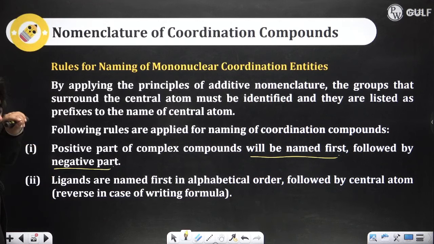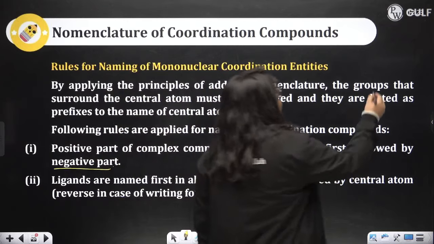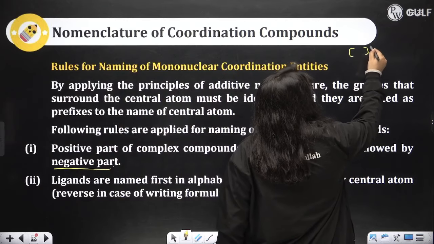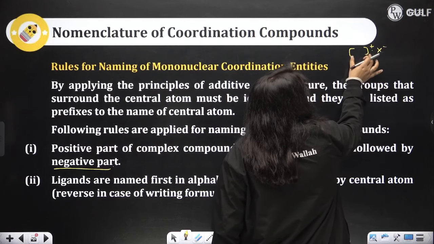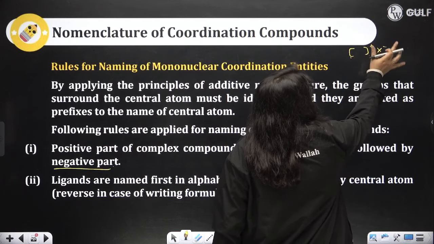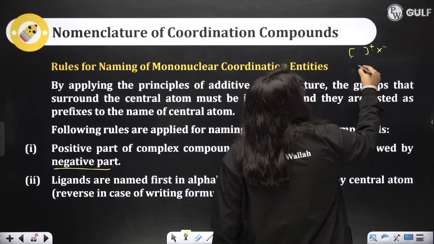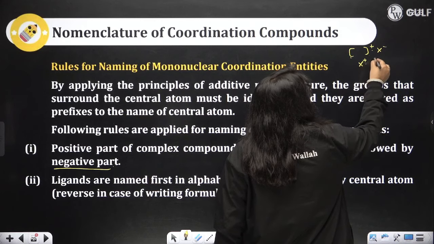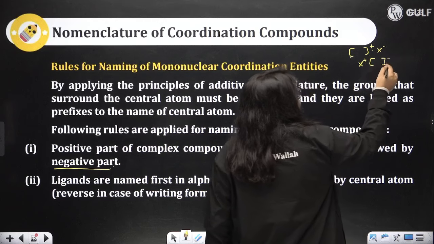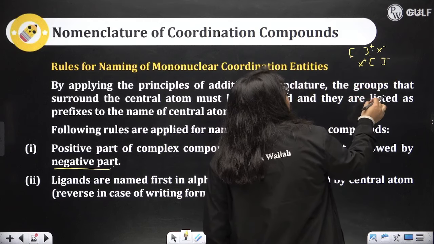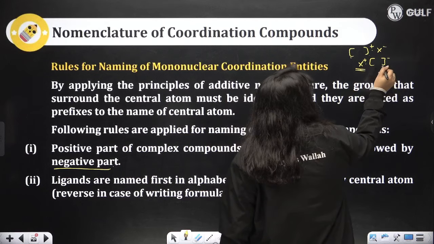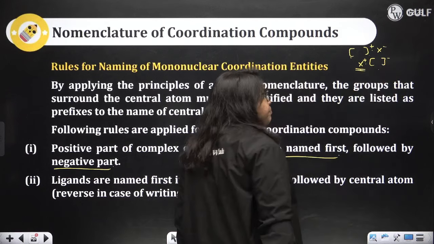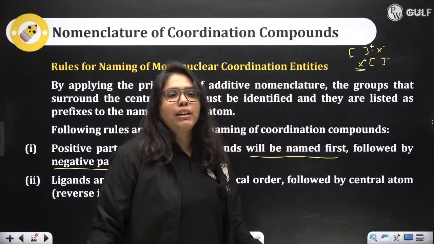And even in naming, now once we have decided, let's say there is a coordination entity. Coordination entity is positive and the counter ion, let's say X, is negative. So first you will name the coordination entity, then you will name the counter ion. But if the counter ion is positive and the coordination entity is negative, then in that particular case, you will again name the positive entity first, followed by the negative entity. Okay? This one thing you need to be clear.